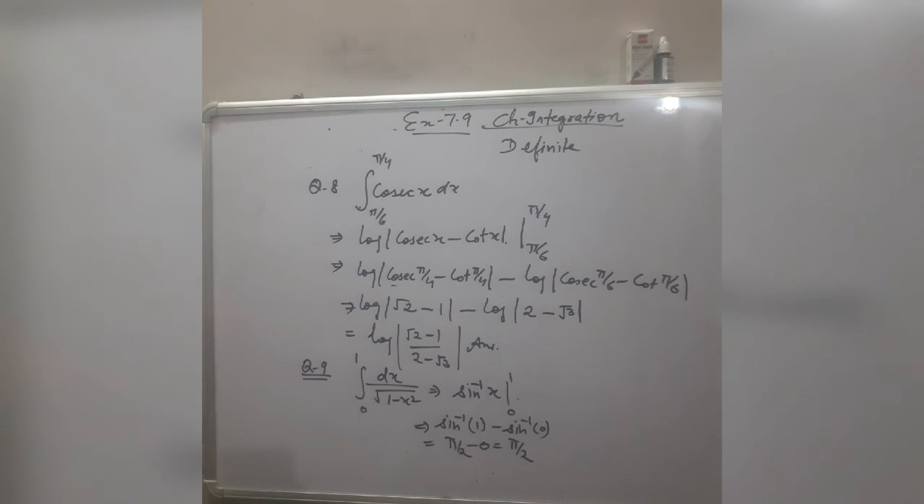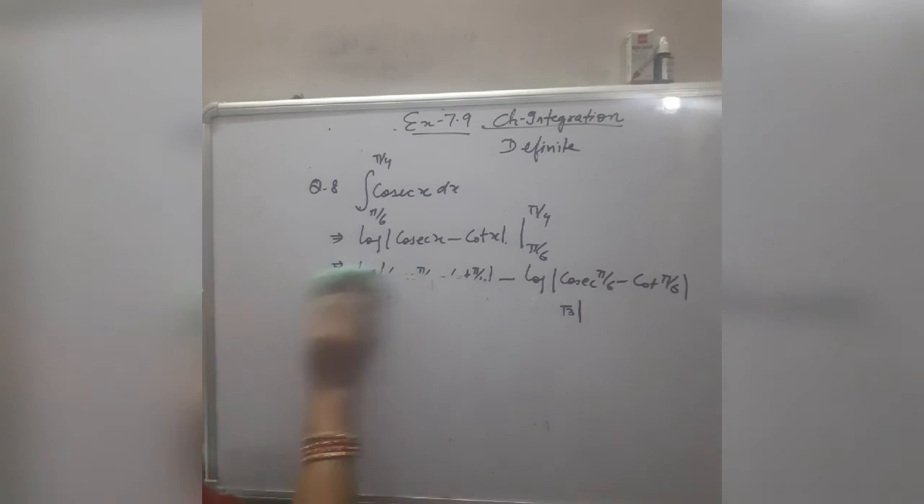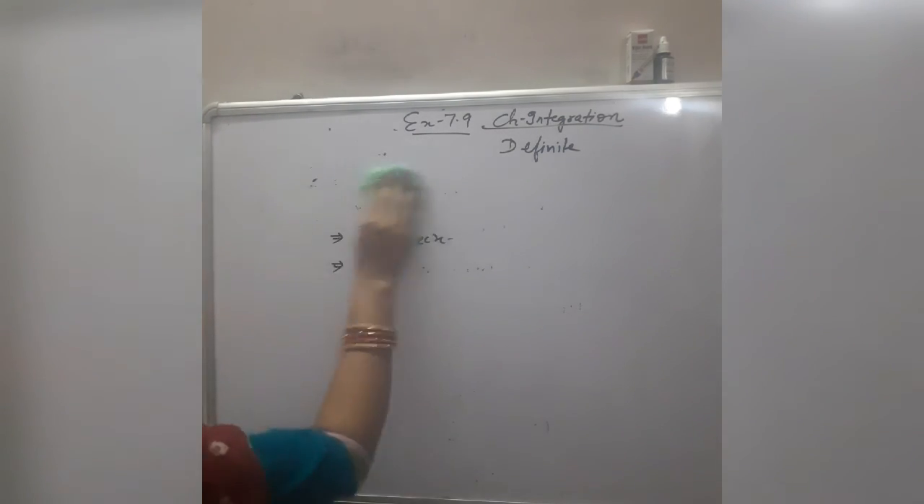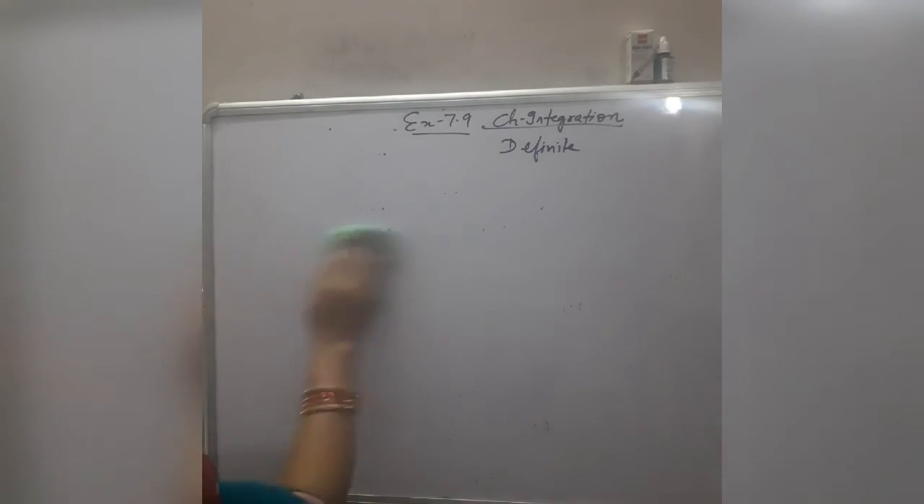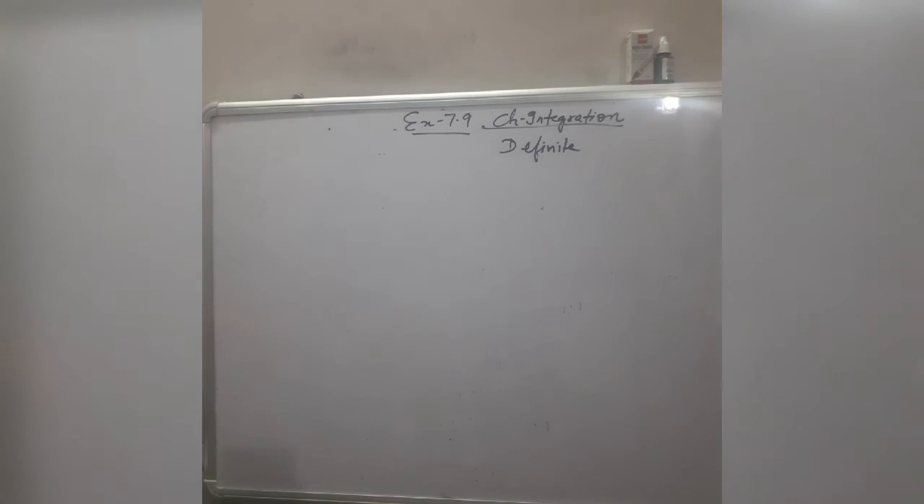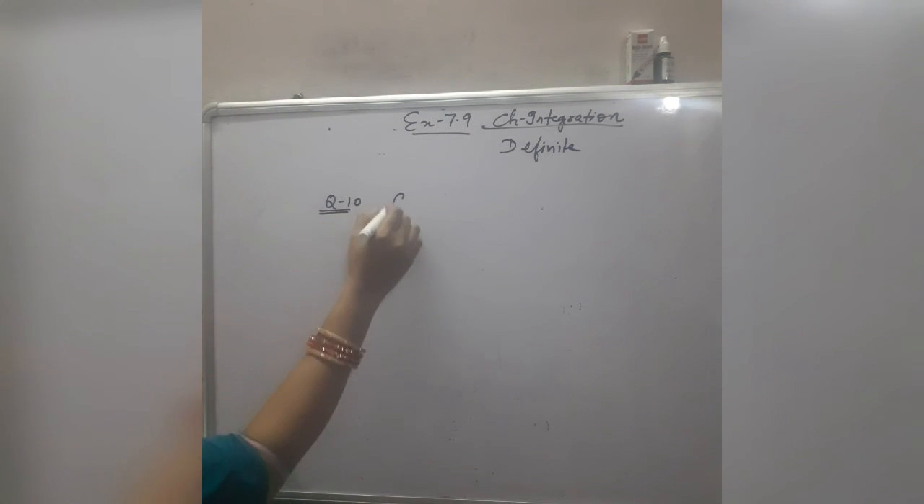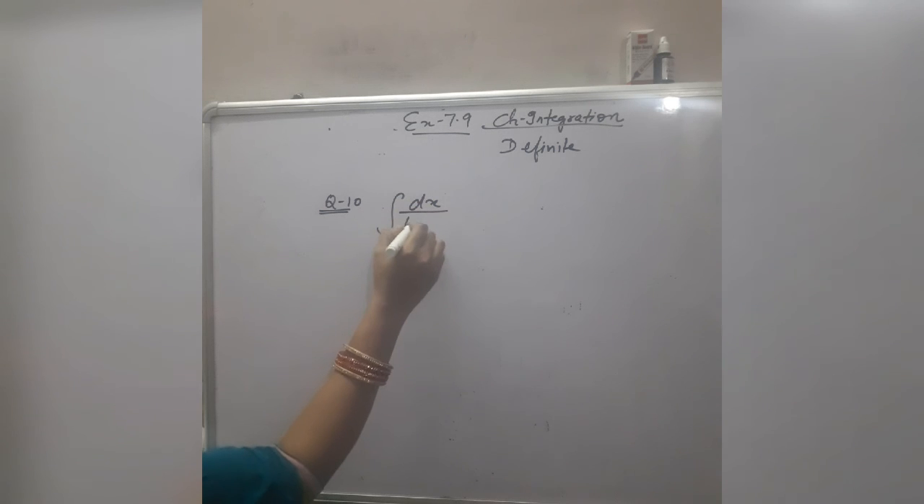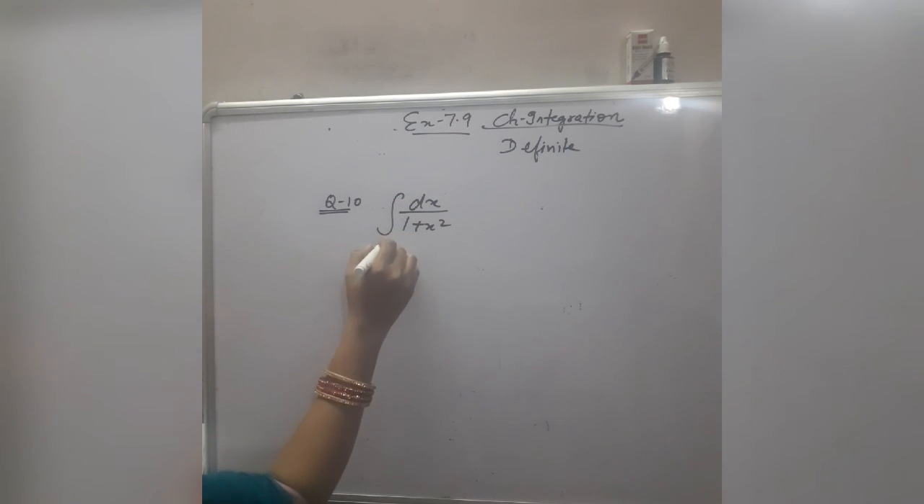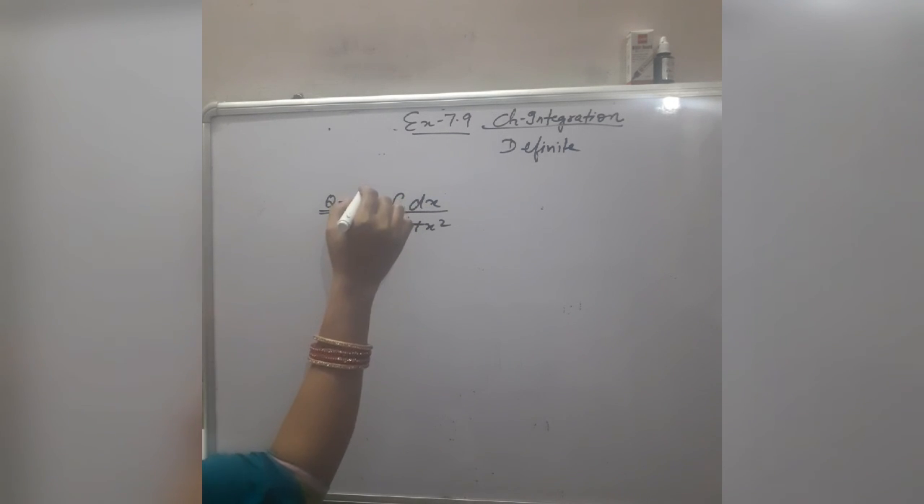So this is question number 9, and in this video I will explain up to question number 10. Now see the last sum of this video, question number 10. In question number 10 also a simple function is given to you. Find the integration of dx by 1 plus x square, limits 0 to 1.